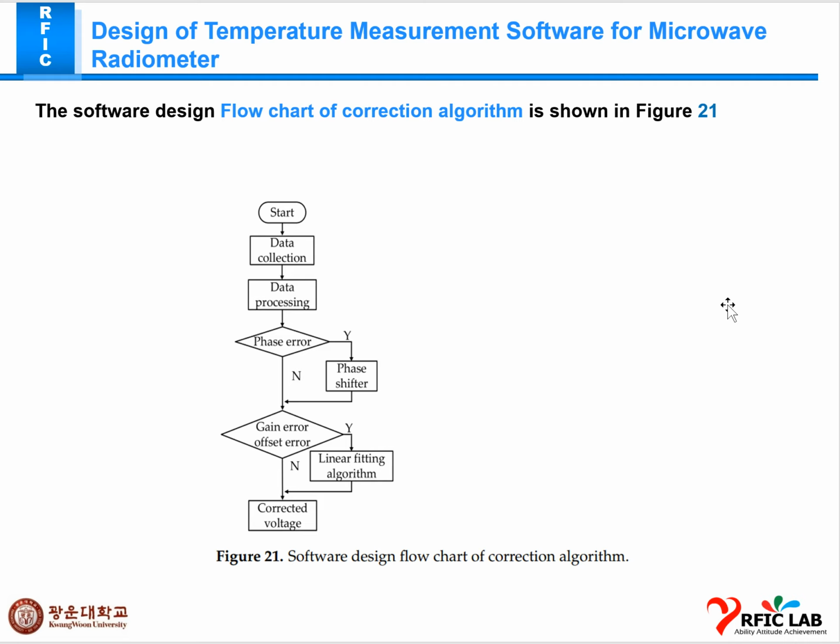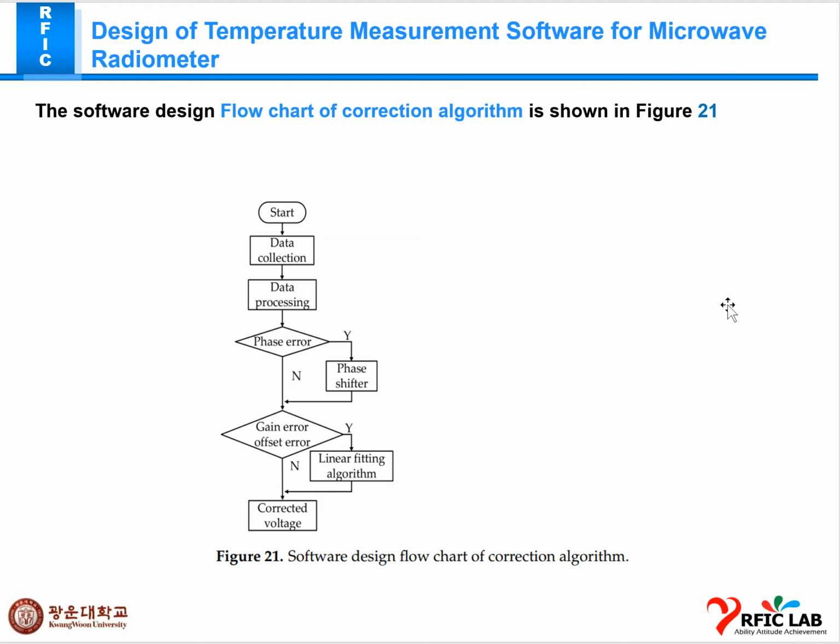When data is processed, if a phase error occurs in the data while processing, it results in two boolean values, either true or false. If it is true, it goes to the phase shifter. If it is false, it directly goes to the gain error. If it is true, it goes to the phase shifter, then it goes to the gain error.